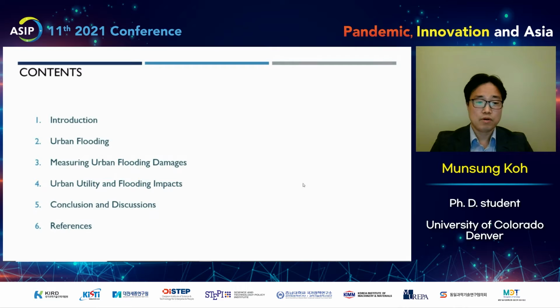Section 4 is going to introduce the literature review about urban utility and urban growth and its definition, and also the flooding impacts to the urban utility. And finally, conclusion and a few discussion points.